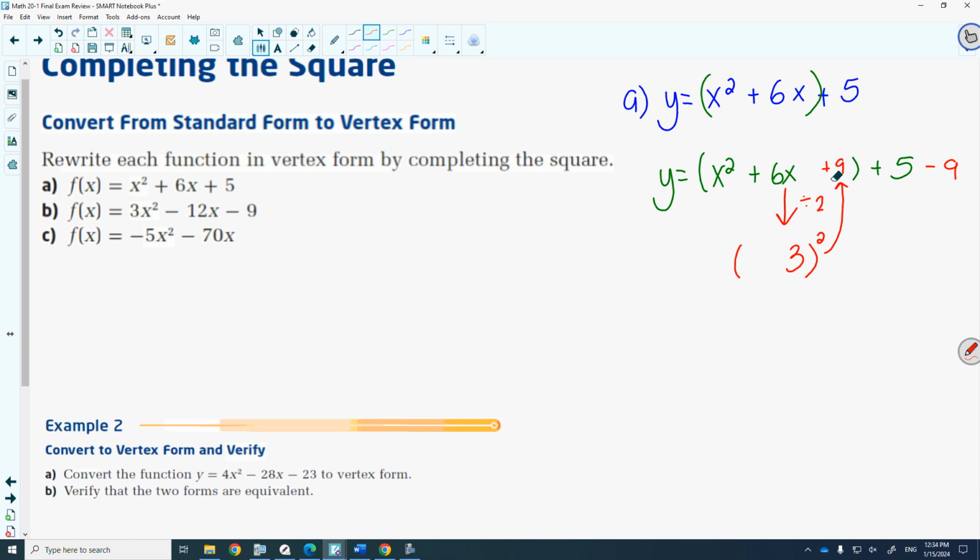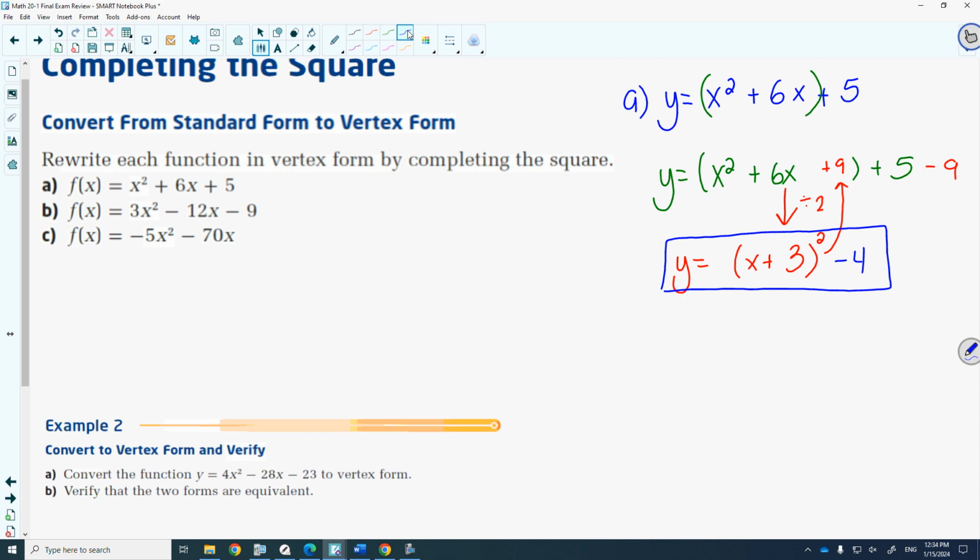And this is going to be our equation in vertex form, will be this guy here. I need an x in front of here. And then I need to figure out what my q value is. And my q value will be 5 minus 9, which is negative 4. This is my equation now in vertex form.